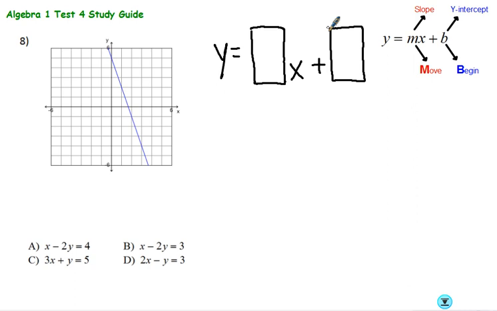All right, but we're going to start off the same way, which is we're looking for the y-intercept, looking for where it begins. It looks like it's way up here at the top. So it looks like a positive 5.